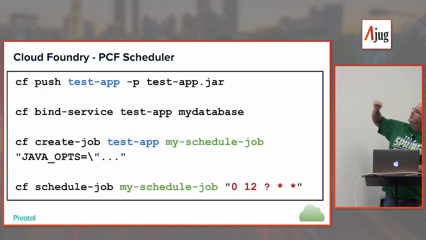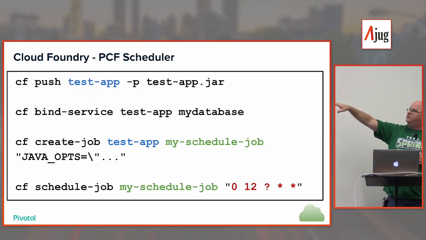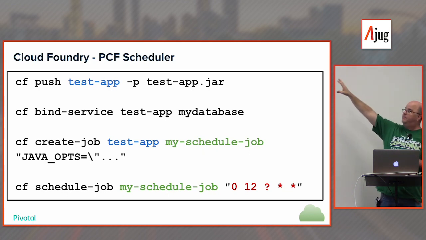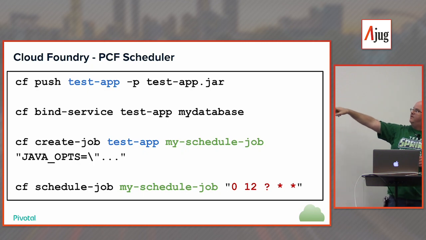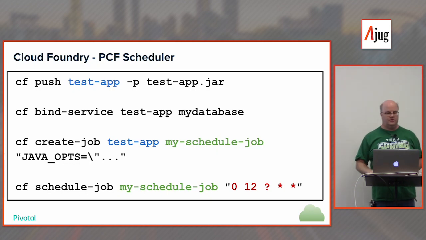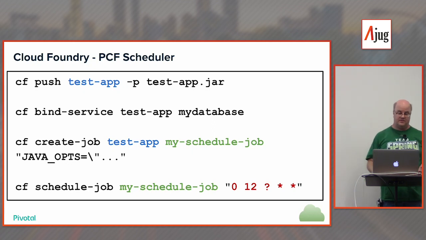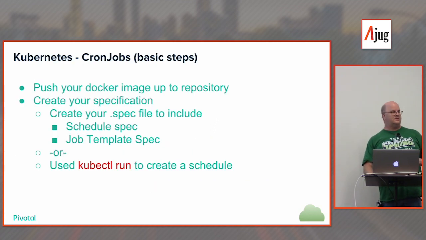What does that look like? From the Cloud Foundry CLI, you do a cf push of your app, and then you specify the jar you're going to use. Then from that point, you bind whatever services. In this case, I have a service called My Database. Then I want to create the job, cf create-job test app, and I give it the name. And lastly, I give a schedule to that job, where I put in my cron expression. Okay, it's 4 easy steps, and if the app is already out there, all you have to do is the last 3. Kubernetes is going to look very similar, just a little different.